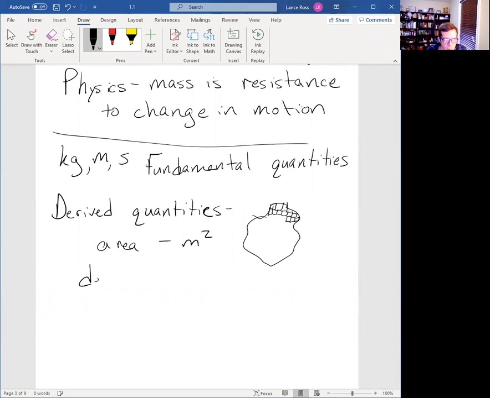Another derived quantity, we have density, right, which is the amount of mass per unit volume. Per means divide, so when we say mass per unit volume, we would have kilograms per meters cubed, right? So inherent in that volume is another derived quantity, just like area, except it's three-dimensional instead of two-dimensional.